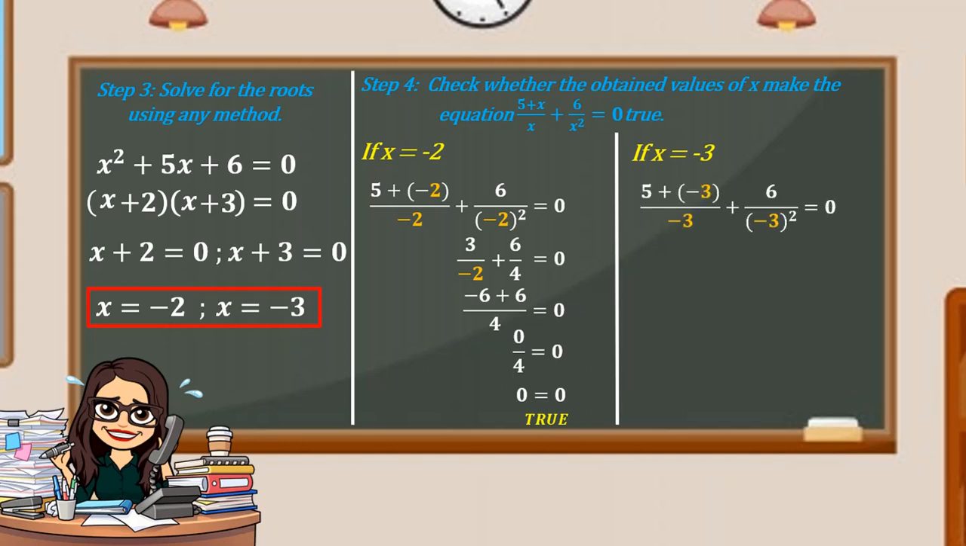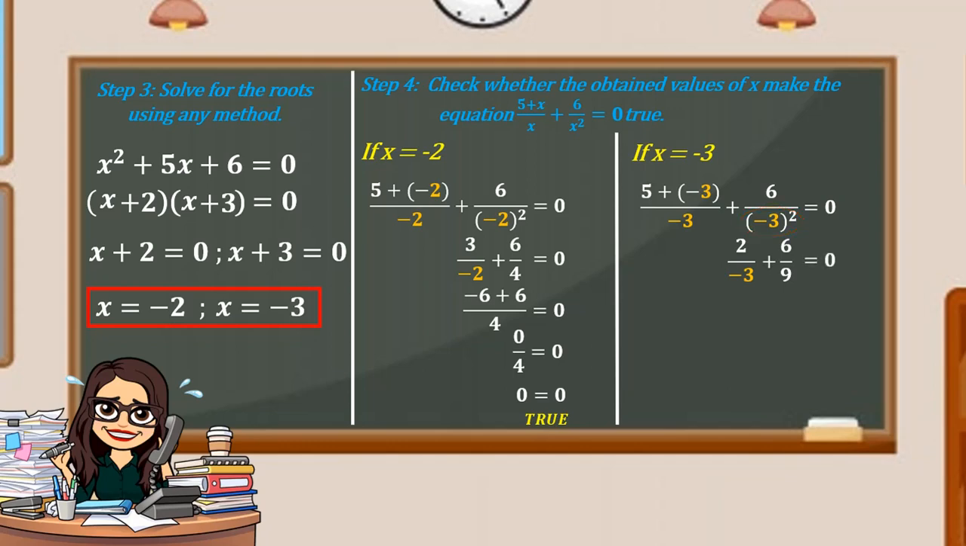For the second obtained value, which is negative 3, substitute negative 3 in the original equation. So we have 5 plus negative 3 over negative 3 plus 6 over negative 3 squared equals 0. So 5 plus negative 3 is 2 over negative 3. And negative 3 squared is 9. So we have 6 over 9 equals 0.